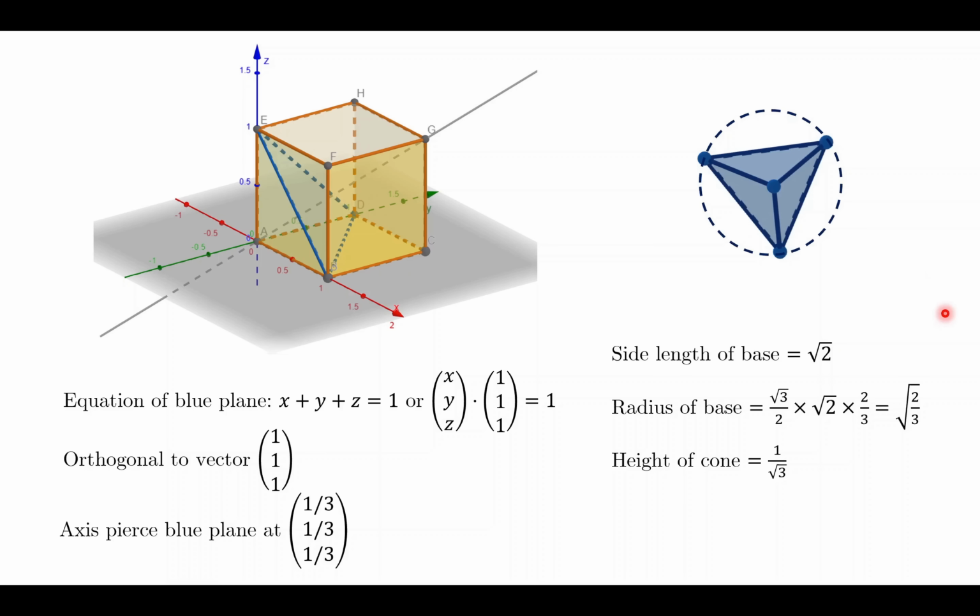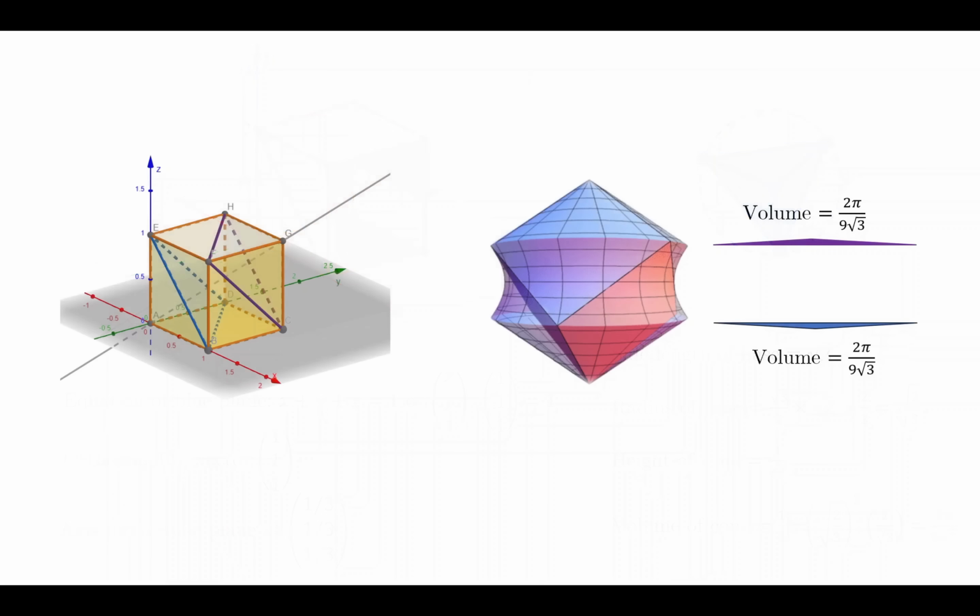So anyway, now that we have the radius and the height, we can find the volume of the cone, which is 1/3 pi r squared times the height. So plugging in all the values, we get 2 pi over 9 square root 3. Now this looks slightly ugly, but don't worry, at the end the result is actually something really pretty. So stay with me till the end to see the final volume.